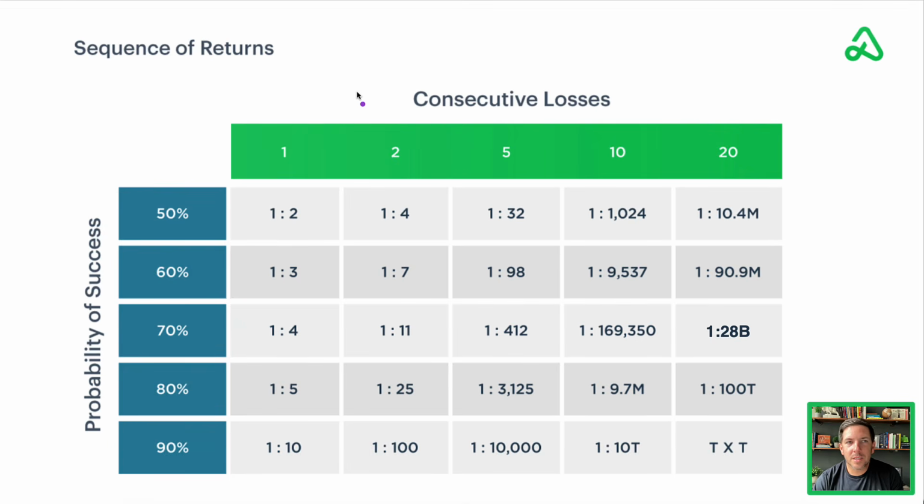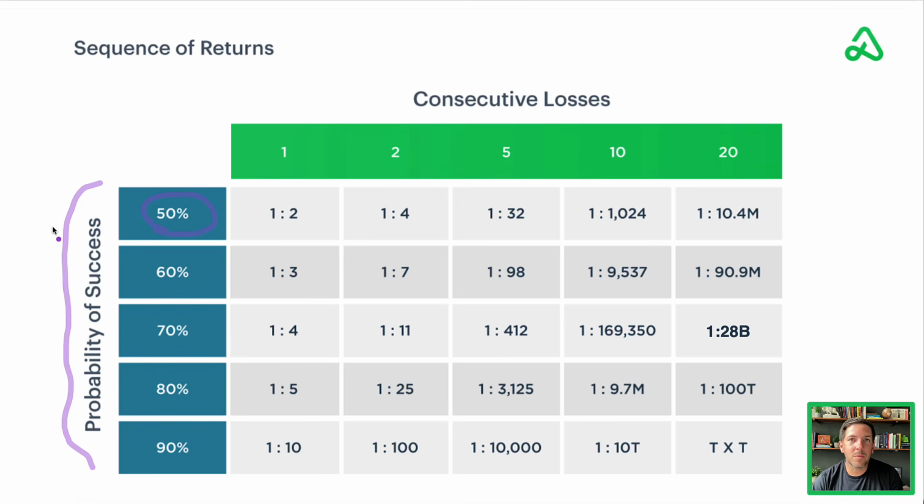So this is a sequence of returns table that I've used a number of times in training, and here's how it works. You basically have consecutive losses on the top side here, so you would say one consecutive loss, so basically any loss that you would have, 2 consecutive losses, 5, 10, 20 consecutive losses in a row. And then down the left-hand side, you have your probability of success for the trade that you're targeting. So for example, to start out, let's say a 50% probability of success.